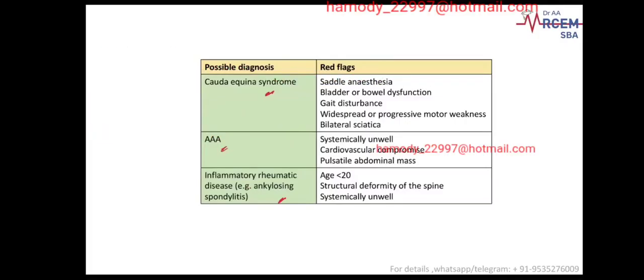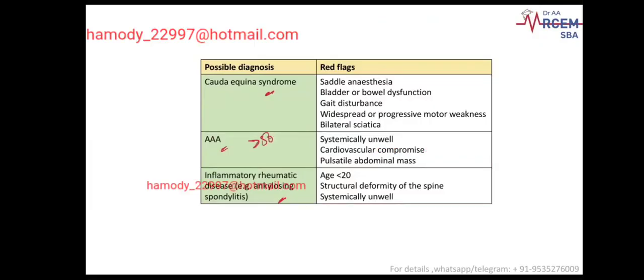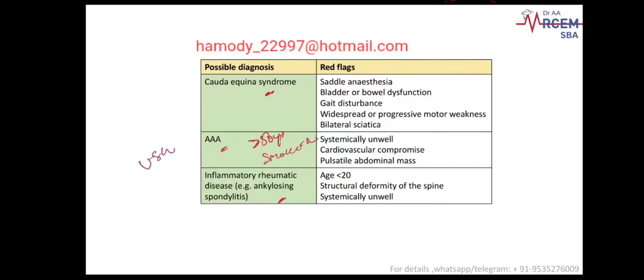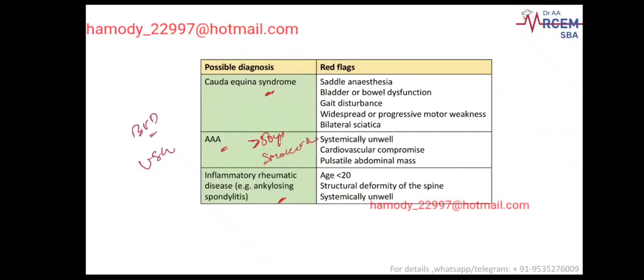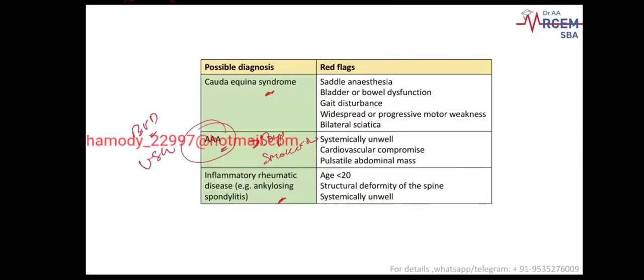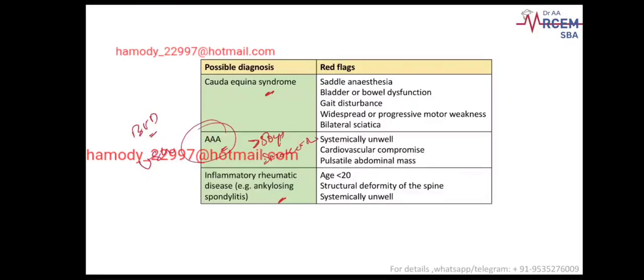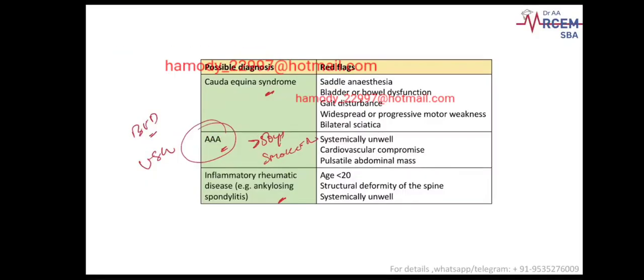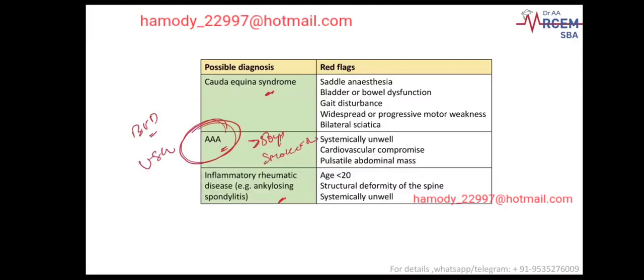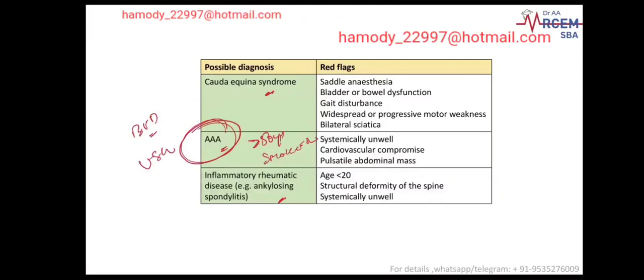Triple A: any elderly patient, especially more than 50 years, and a smoker, you need to always get a bedside ultrasound scan done to see whether it is a triple A, which stands for abdominal aortic aneurysm. A pulsatile mass can be seen, but these individuals will be very sick. I'll be talking in detail about triple A in vascular emergencies, in coming chapters.